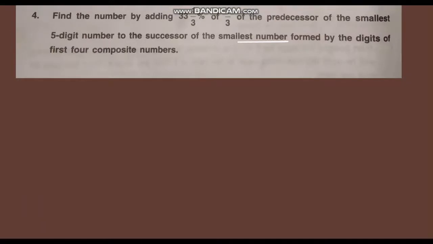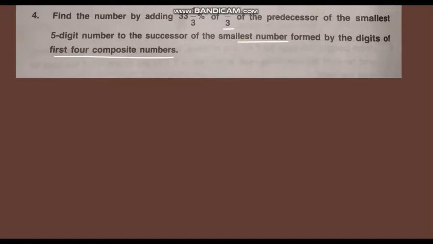Find the number by adding 33 1 by 3% of 1 by 3 of the predecessor of the smallest 5-digit number to the successor of the smallest number formed by the digits of first 4 composite numbers. Children, it's a long mathematical statement only. To solve this question easily, let's do it in parts.